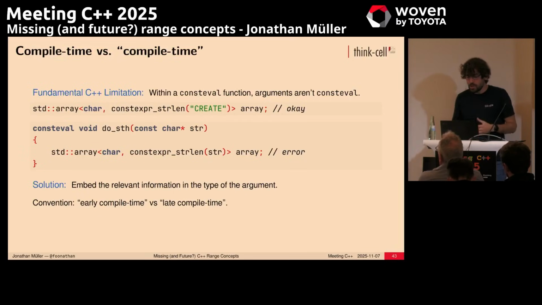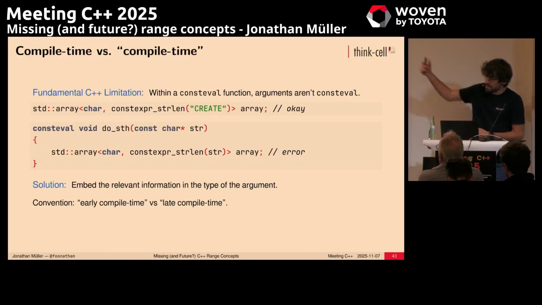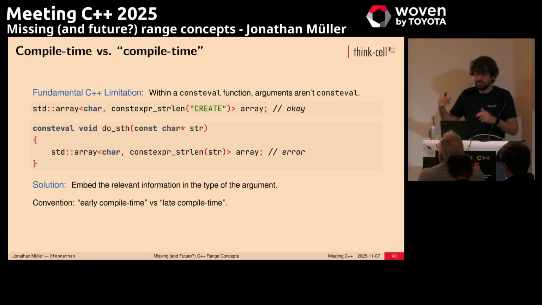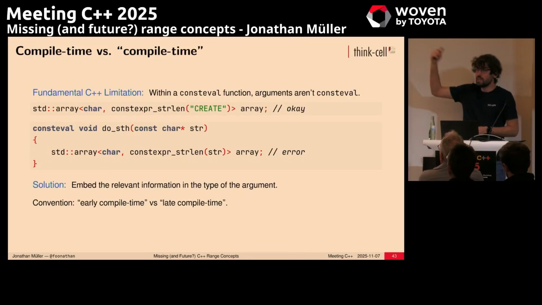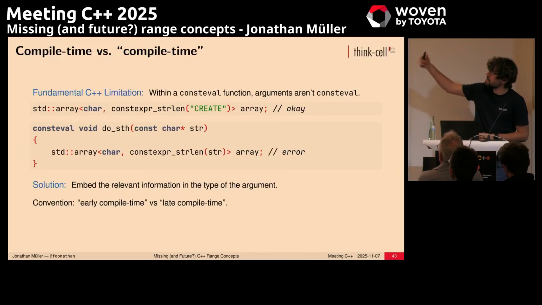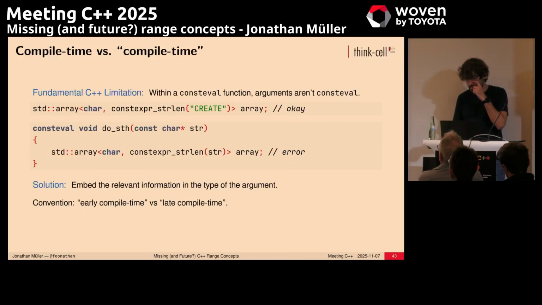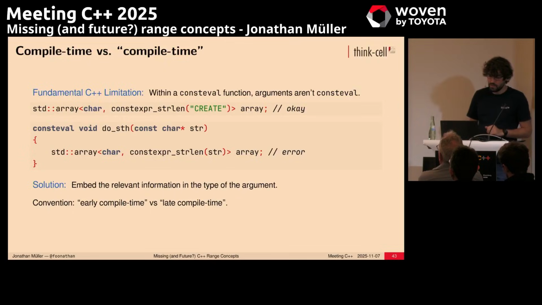So I'm going to call this early compile time versus late compile time. The value of the string parameter, if it's just passed as a parameter, is only known at late compile time, so we can't use it to instantiate stuff within the body. Only when we then return it and in the outside scope can we actually do it, whereas the type would be early compile time. So this is the first thing.